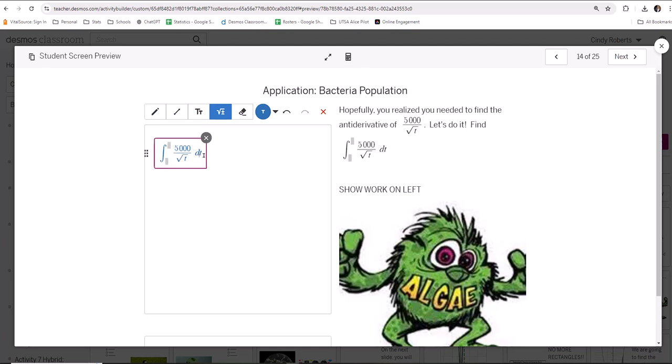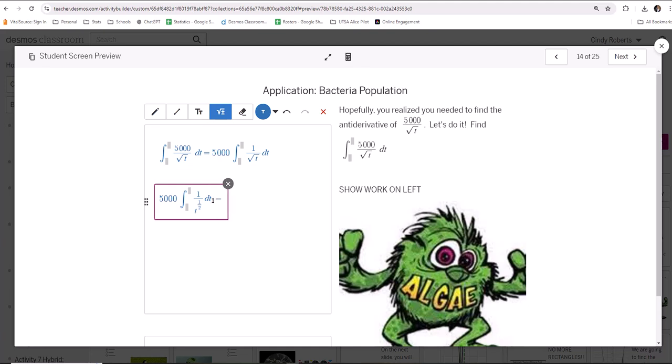What I probably would do with this is bring that 5,000 out front, and so you have the integral of 1 over the square root of T dt. And then probably what I would do next, I mean, this might be too many steps for some of y'all, but this is just how I see to do it. And then I know that is T to the 1/2 power, right, the square root. And did not mean to click outside there.